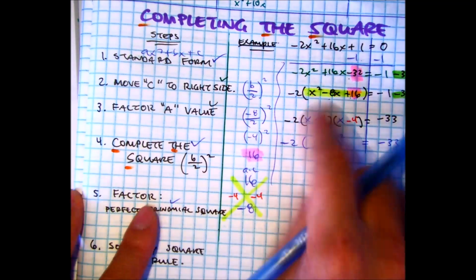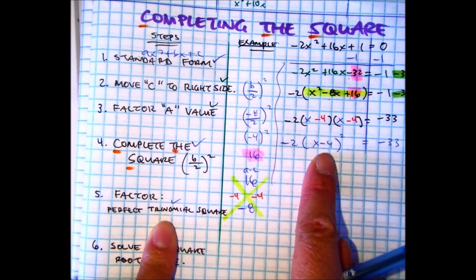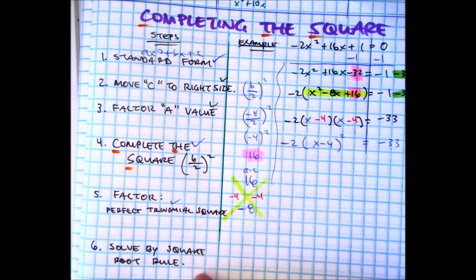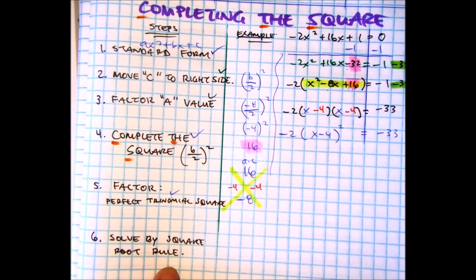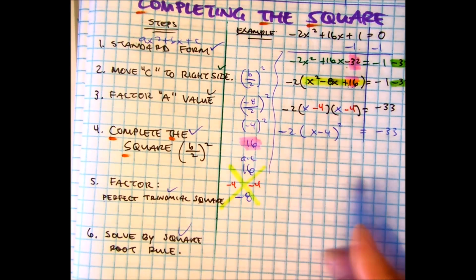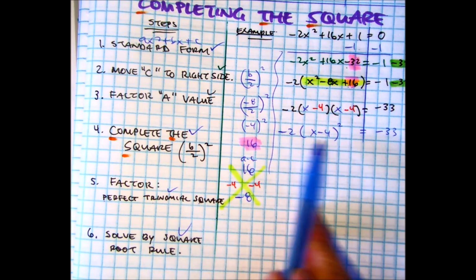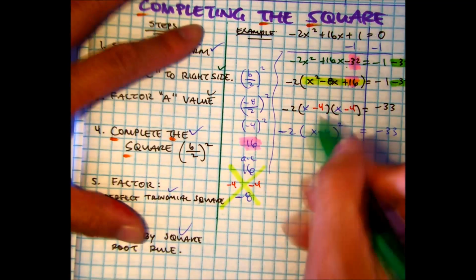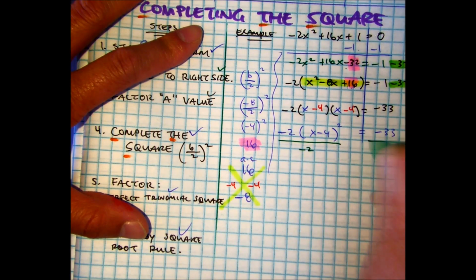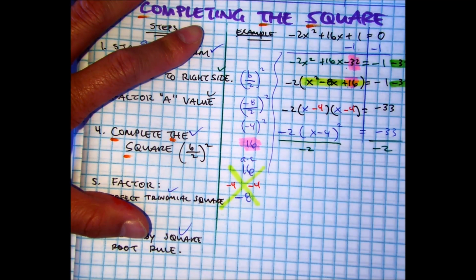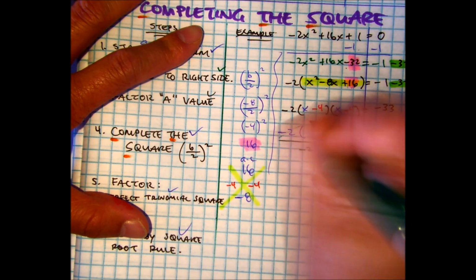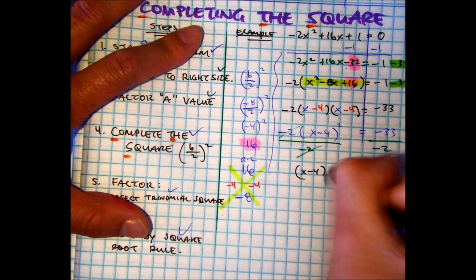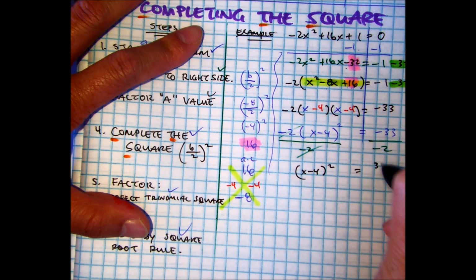So how do you know that you did completing the square correctly? This is going to be to the power of 2 of the same binomials. And the last step is what we learned Friday, solve by square root method. Class, is this isolated? No. We're going to have to get rid of that negative 2. How? We divide by negative 2. That's gone. We're left with x minus 4 squared equals 33 over 2.